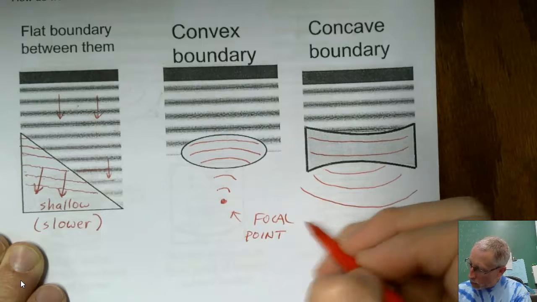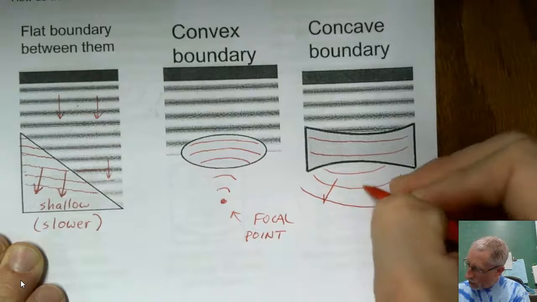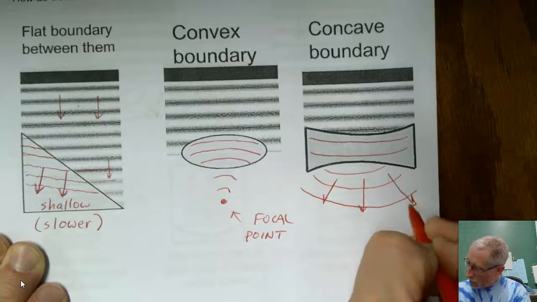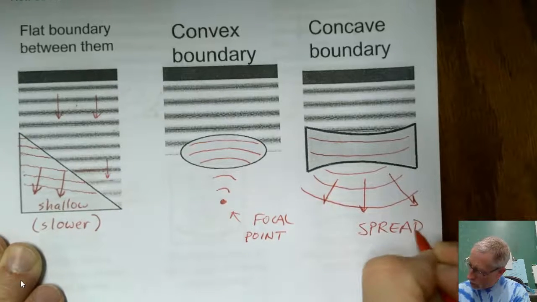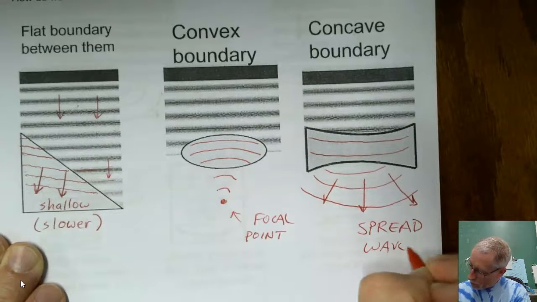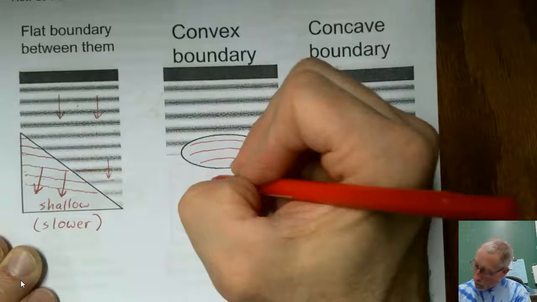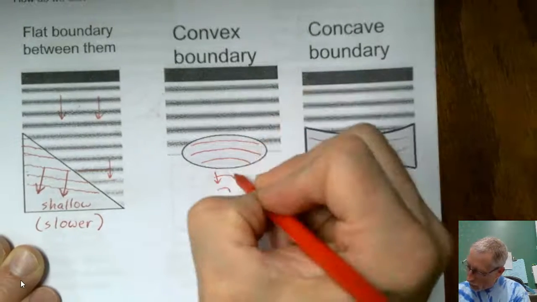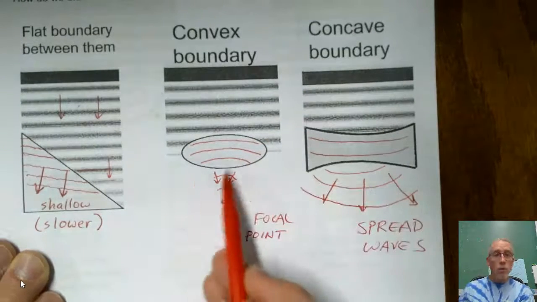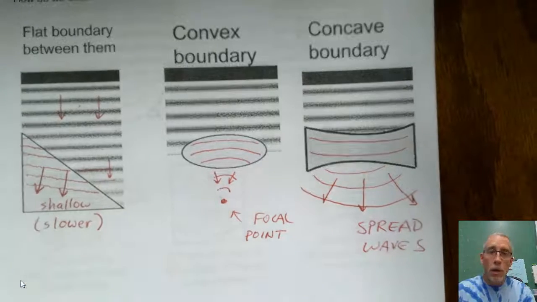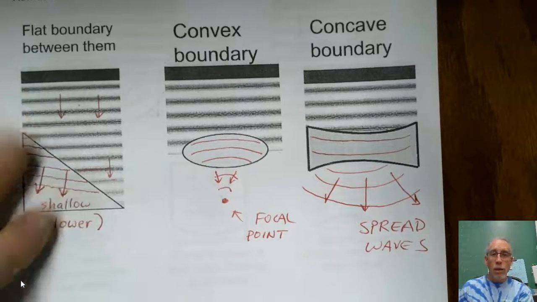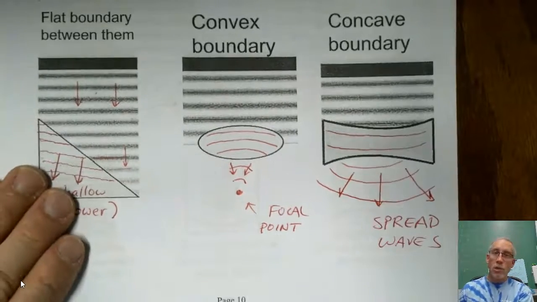And so instead of bringing the rays together, we're actually spreading the waves apart. Maybe I'll show the difference here. These waves are headed in the same direction, to this focal point, whereas these waves are spreading apart. Okay, so we can have all kinds of interesting shapes.